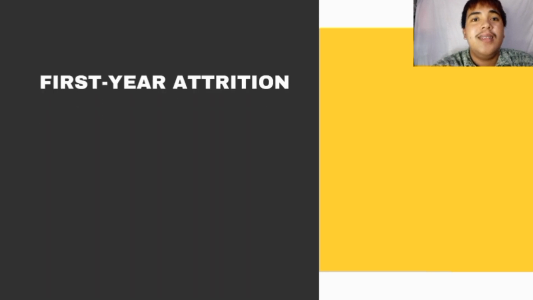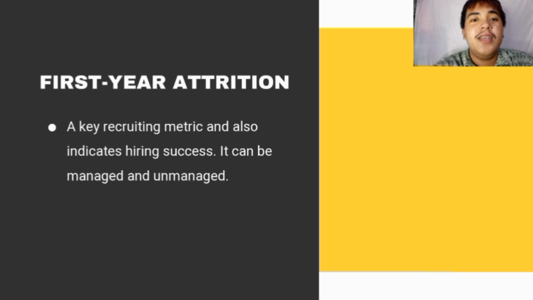The next is first-year attrition. First-year attrition is a key recruiting metric and also indicates hiring success. First-year attrition can be managed and unmanaged. Managed attrition means that the contract is terminated by the employer, while unmanaged means that they leave on their own accord.